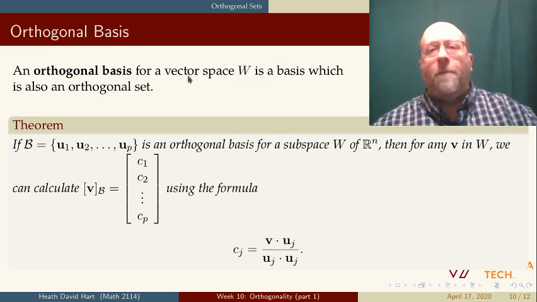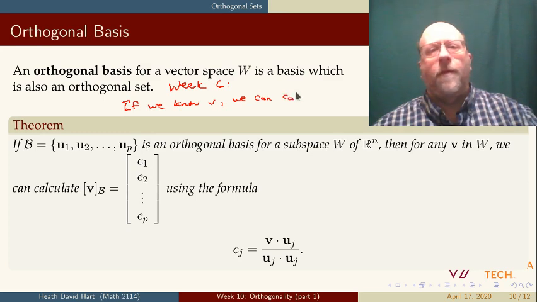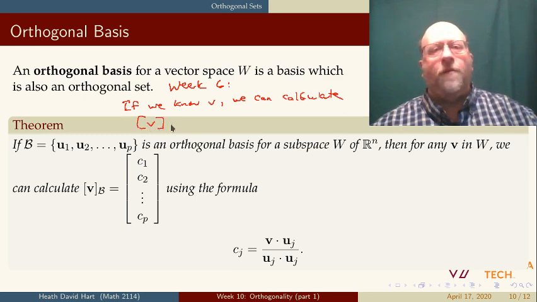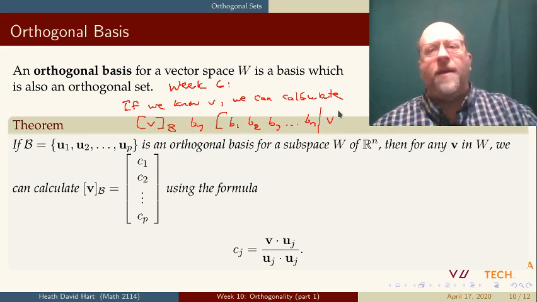We learned back in week 6 that if I have a vector v, we can calculate the coordinates of v in the alternate basis by taking those basis vectors and augmenting it with v and then row reducing and solving the system.